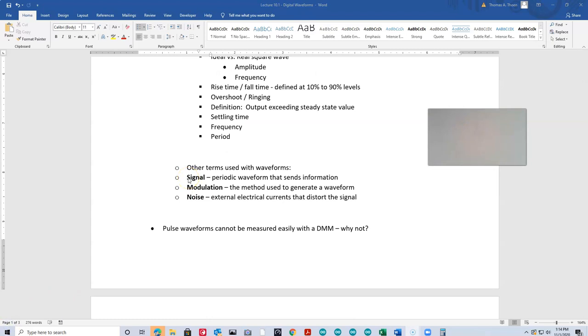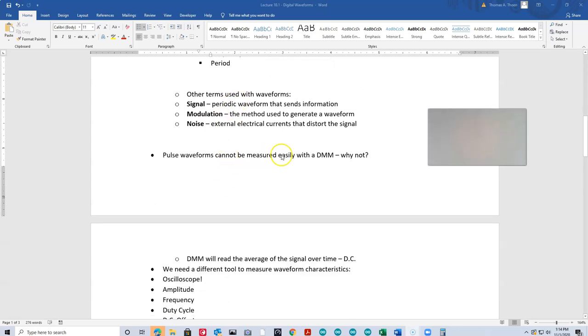Other terms that are used with waveforms are, for example, signal, and that's a periodic waveform that sends information, again, typically a square wave. Modulation is the method used to generate a waveform. And so that's more often referred to with sine waves or triangle waves, but that's a way that we can actually create or generate the wave. Finally, noise are external electrical currents that can distort the signal.